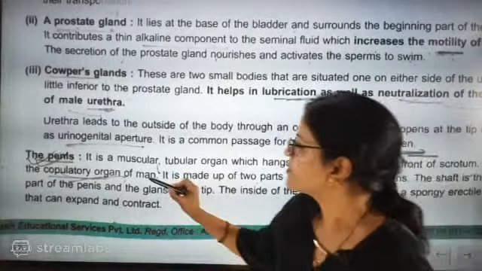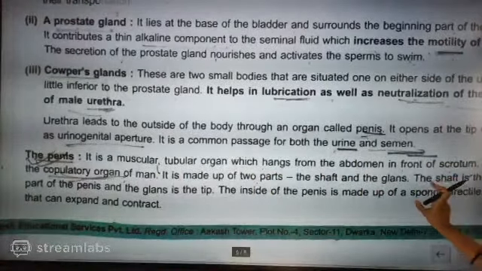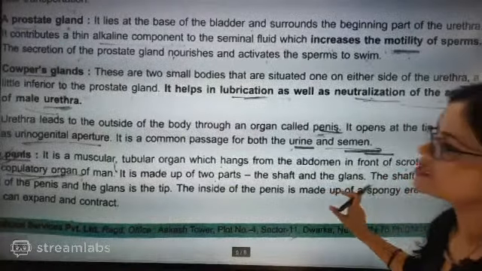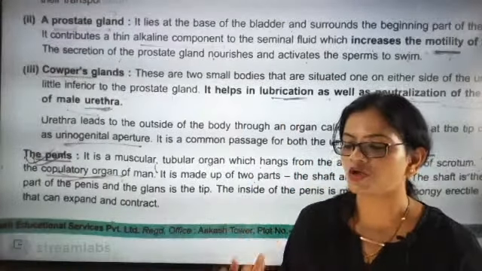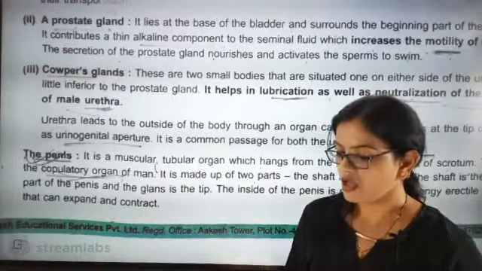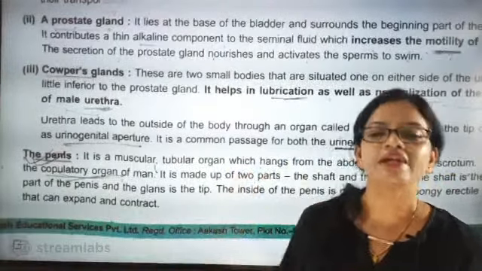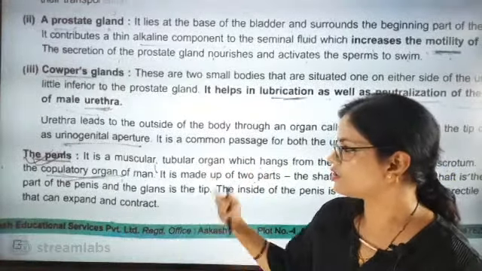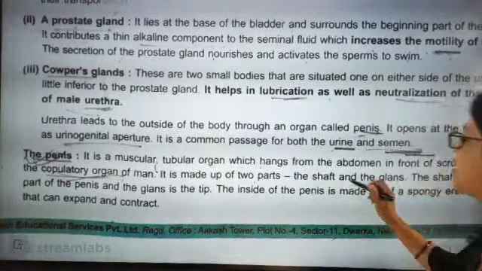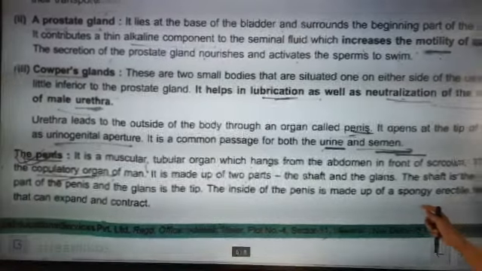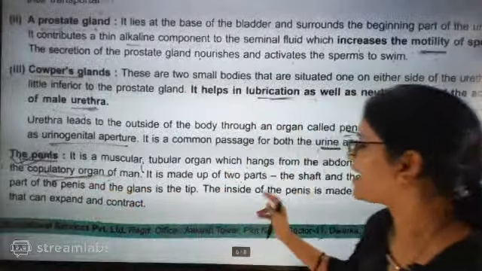The penis is a muscular tubular organ which hangs from the abdomen in front of the scrotum. This is the copulatory organ of man. Copulatory organ means it is also called the mating organ. It is made up of two parts: one part is called the shaft and the other the gland. The shaft is the main part of the penis and the gland is the tip.